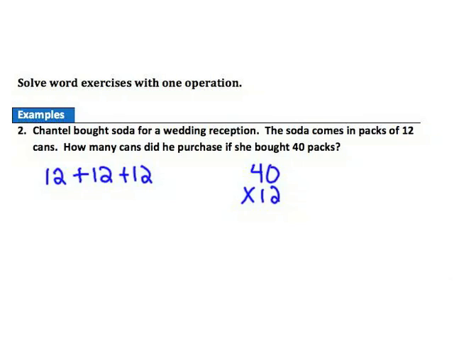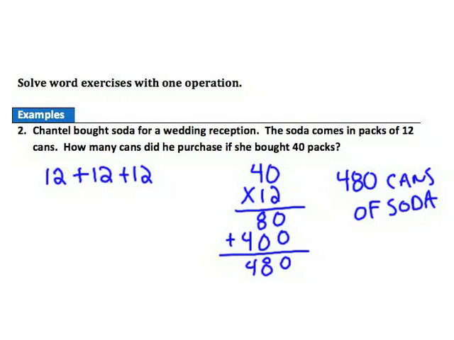It's much quicker. So we're going to take 40 and multiply by 12. 2 times 0 is 0. 2 times 4 is 8. I'll put a placeholder 0 down here, and now I'm going to multiply by the 1. 1 times 0 is 0, and 1 times 4 is 4. We add that up. We get 0, 8, 4. So it looks like she's going to have 480 cans of soda at this wedding reception.